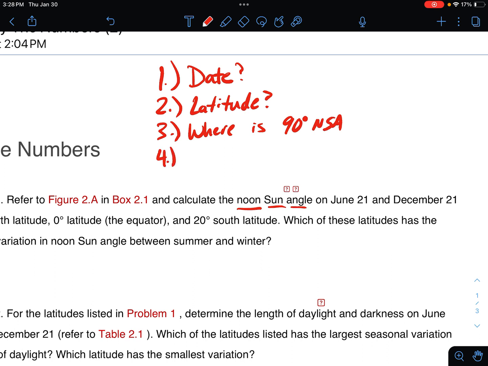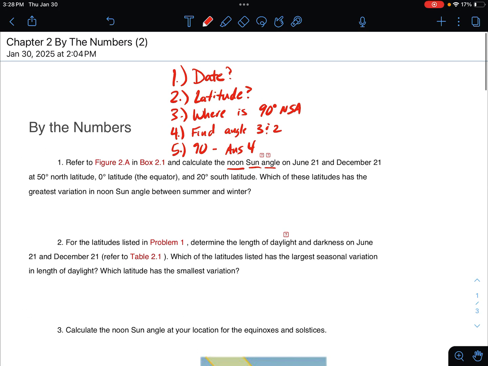The fourth step that you need to do is you need to find the angle between 3 and 2. And then the last thing you do is you take 90 degrees minus your answer to number 4. So I'm going to walk you through how to get this started, because it's kind of confusing at the beginning. And then you guys are going to take over from there and you're going to get this wrapped up today. That'll make a nice way to end the week.